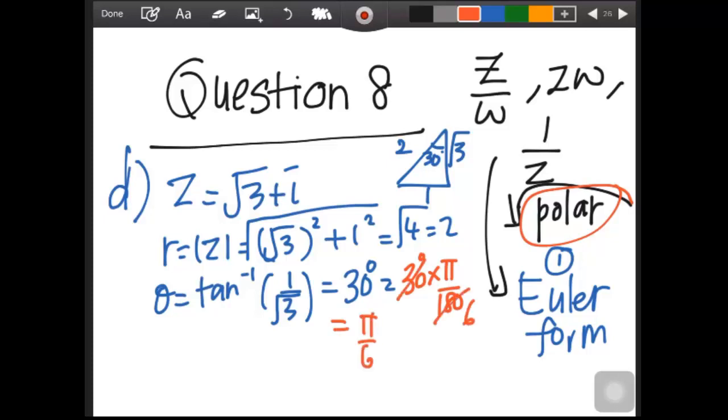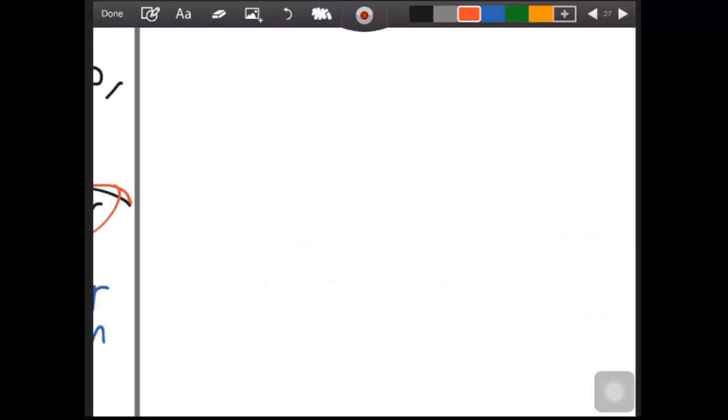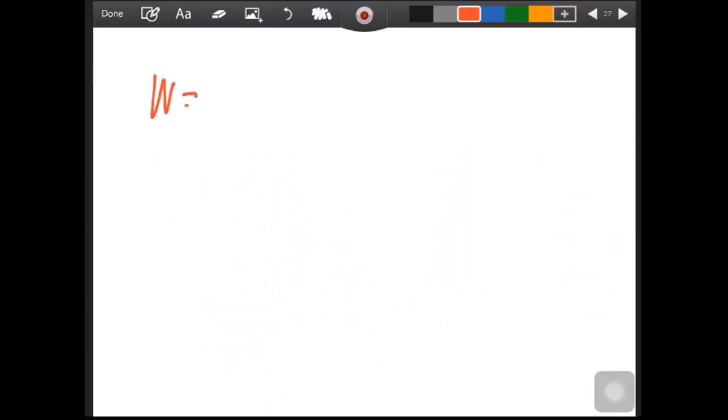Okay, so maksudnya sekarang Z sama dengan R exponential I theta. So kita ada R, kita adalah 2 exponential I pi over 6. Okay, ini untuk Z. So kita cari W pula. Okay, so W yang diberi adalah I plus dengan square root 3I.